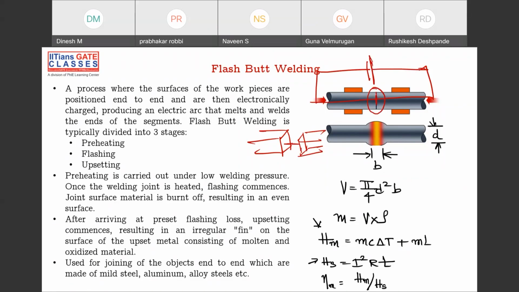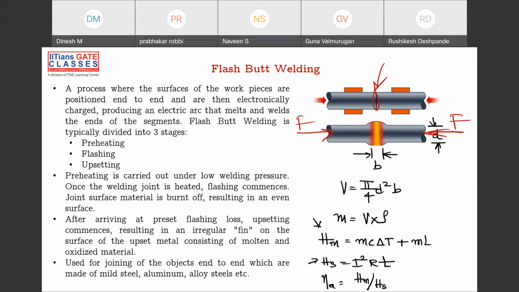When you're passing current at this junction, resistance is there, right? As resistance is generated here, because of that, the tips will be melted. You stop the current flow and then apply some force or pressure like this, and wait for some time. The flash is formed and then it gets solidified, and the two work pieces are joined together. That is flash butt welding. Again, this is also resistance welding. It will come under resistance welding.